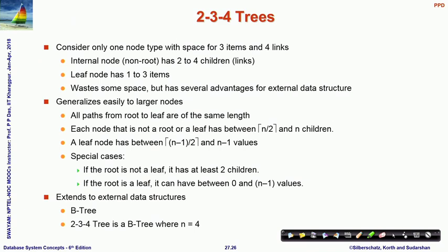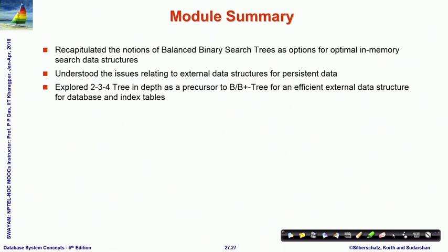We will see the differences shortly, but this is the basic notion, and the strategies of node splitting and node merging in case of deletion, and the algorithm of insertion and deletion that we have discussed here, will simply get generalized in case of B tree when we go to the next module. So, we have recapitulated the balanced binary search tree, and we have introduced the notion of a 2, 3, 4 tree, which is a precursor to B tree and B plus tree, which are efficient external data structures, and will be covered in the next module.